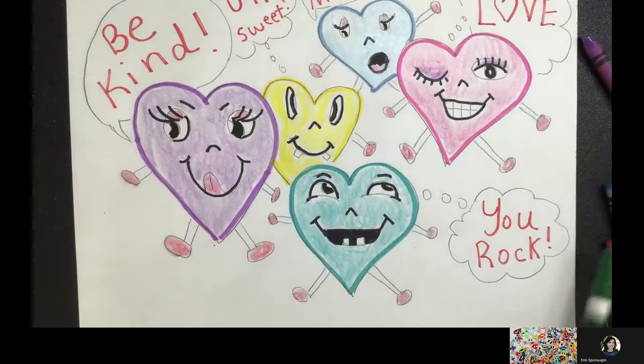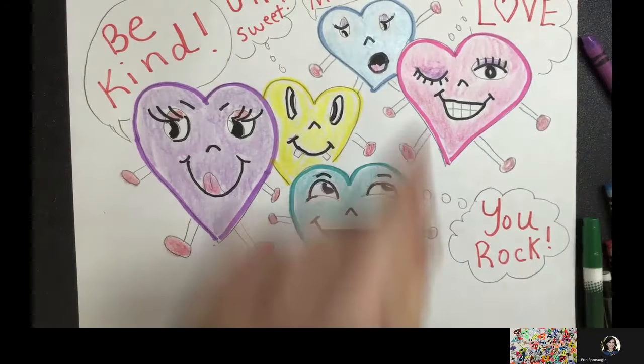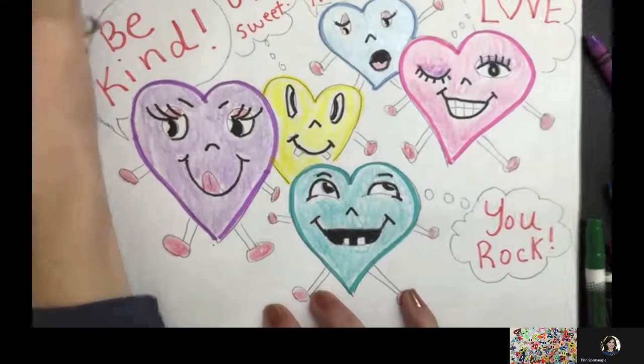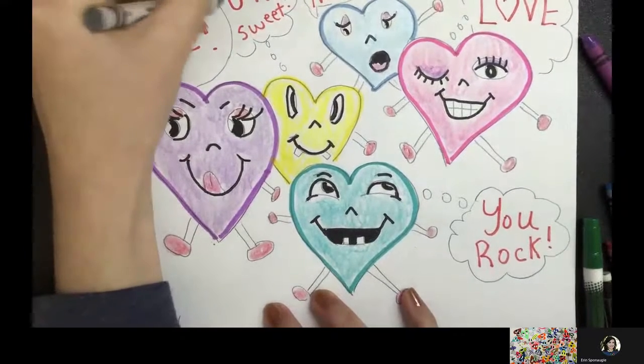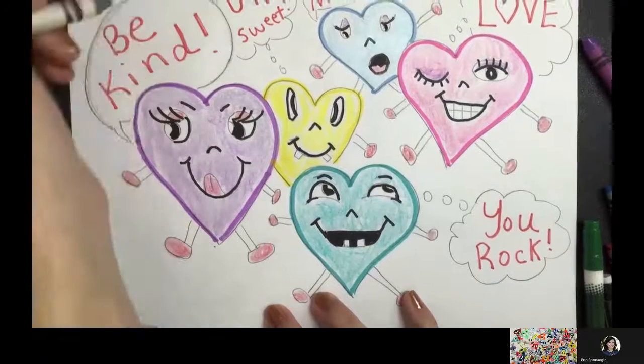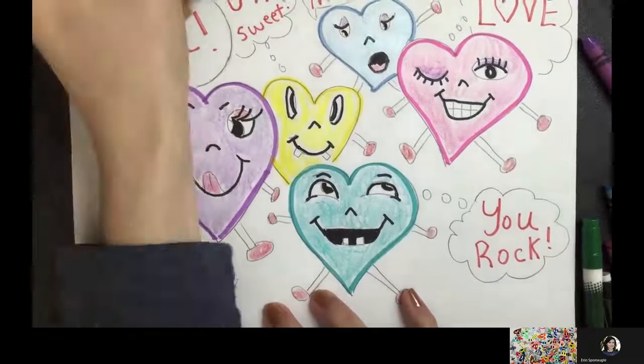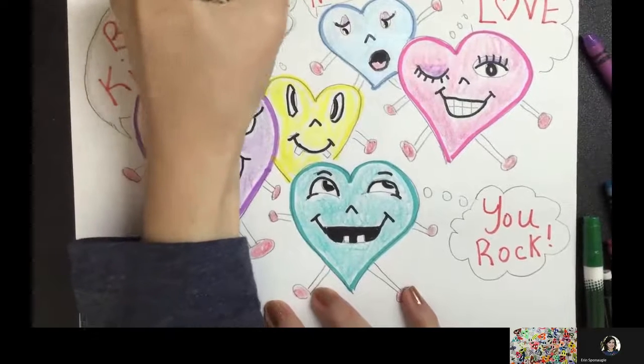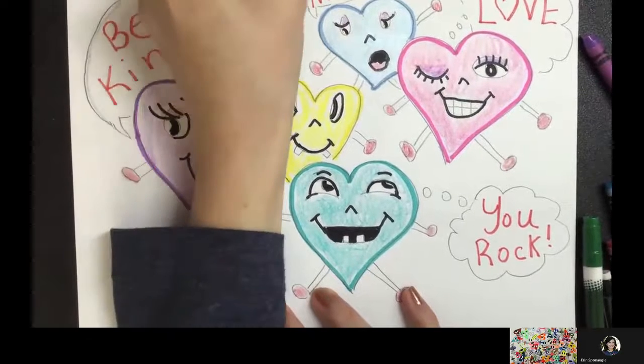Okay, so now our hearts have little things they're saying, and what we could do here, if you want to make those bubbles stand out, I took a gray, and you could just go around the outline of them, like so. Probably won't show up too much, but it might make them stand out, might give them some definition.